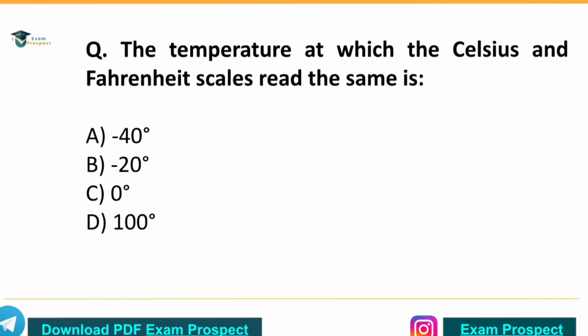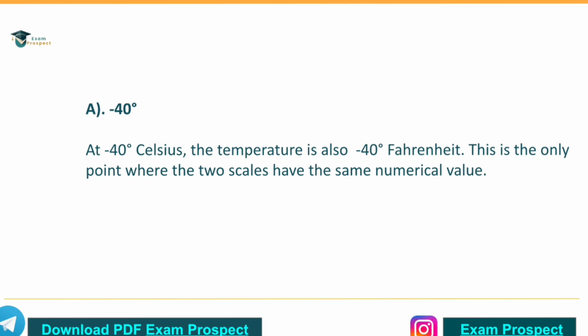Next question. The temperature at which the Celsius and Fahrenheit scales read the same is? The correct answer is option A, minus 40 degrees Celsius. At minus 40 degrees Celsius, the temperature is also minus 40 degrees Fahrenheit, and this is the only point where the two scales have the same numerical value.